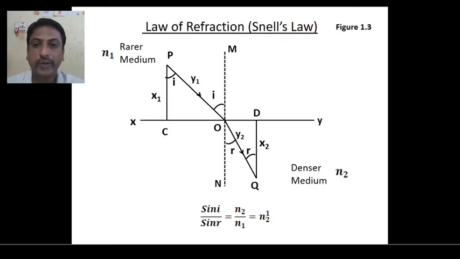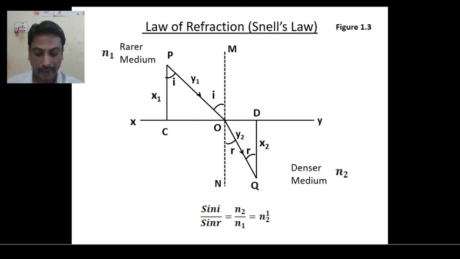Next, we are going to study the phenomena of refraction. In the phenomena of refraction, the light travels from one medium to another homogeneous medium of refractive index n1 and n2. The medium 1 is known as rarer medium and the medium 2 is known as denser medium. Let xy be the surface which separates the rarer medium from the denser medium. I and R are the angle of incidence and refraction. PO is the incident ray and OQ is the refracted ray.